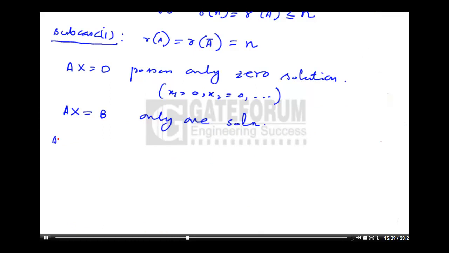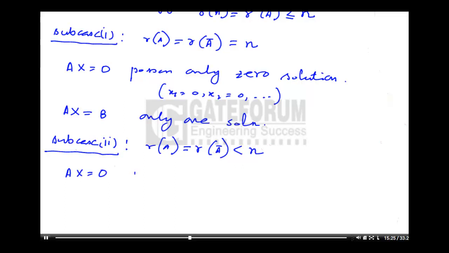And what is subcase 2? Subcase 2 is the system is consistent. The criteria is rank of A is rank of augmented matrix, but that is less than n. In this case, Ax is equal to 0 possesses infinitely many solutions, and hence therefore the non-homogeneous system that we are discussing possesses infinitely many solutions. We will apply these cases to different problems and we will see whether a given system of equations has many solutions, no solution, whether the system is consistent at all or not.